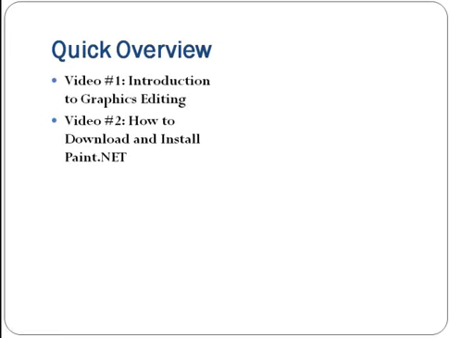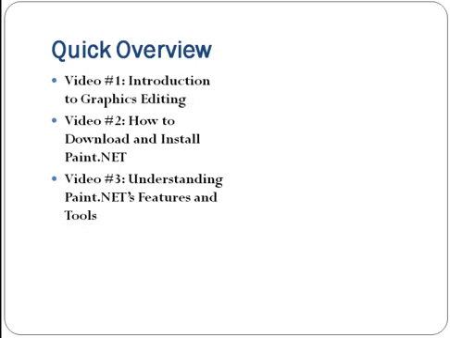Video number two, we're going to talk about how to download and how to install paint.net. Downloading and installing is easy, but how do you set it up and everything like that? Video number three, we're going to talk about understanding paint.net's features and tools. So we're going to go throughout the whole paint.net system in terms of the basic fundamentals, and I'll show you how to use certain tools, what tools mean, and this and that. That way you have an idea of how everything works, and then you understand when we move on to video number four and so forth, how to actually use the system.